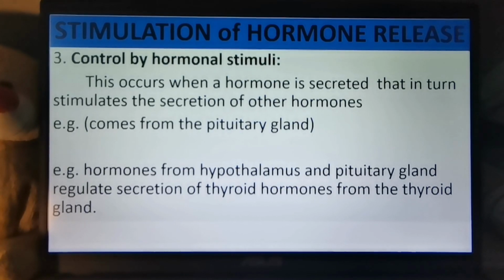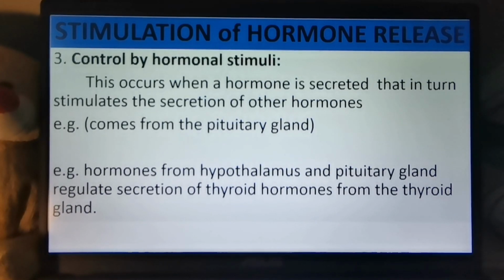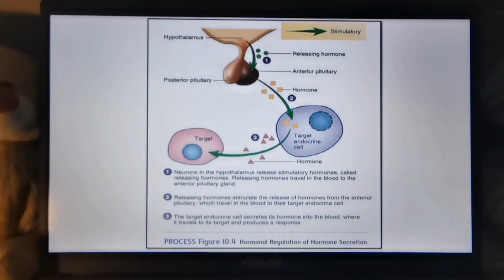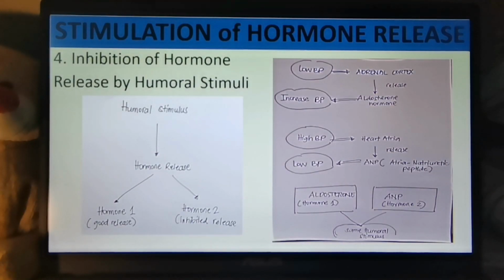Hormonal stimuli. This occurs when a hormone is secreted that in turn stimulates the secretion of another hormone. So for example, na-release na yung isang hormone. Dahil na-release ang isang hormone, na-release din yung isang hormone. Ganon. Magkapatid kayo, lumabas yung isa, lumabas din yung isa. Parang ganon.